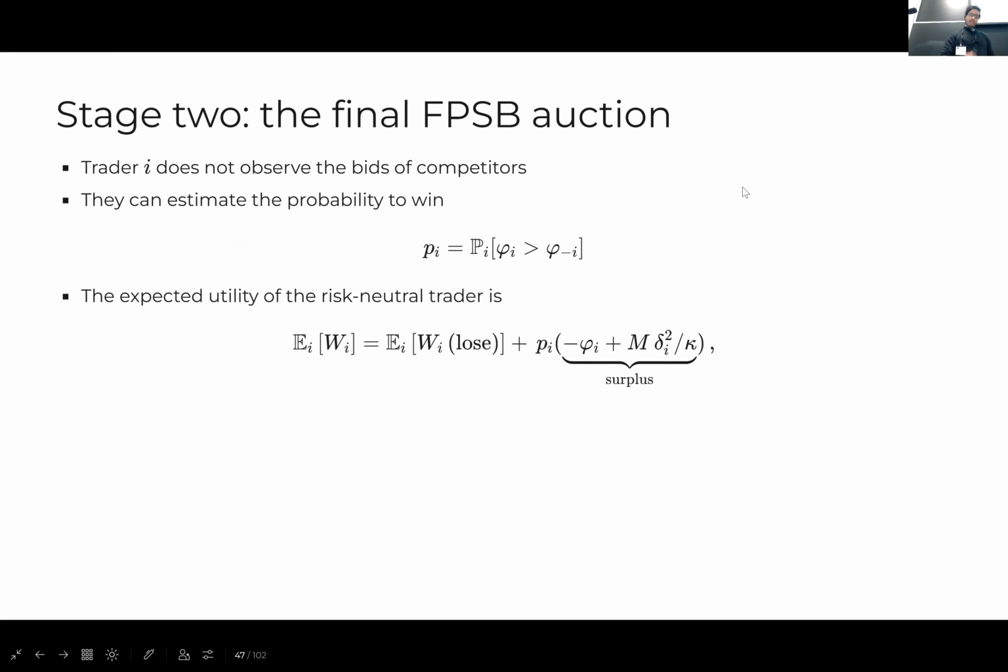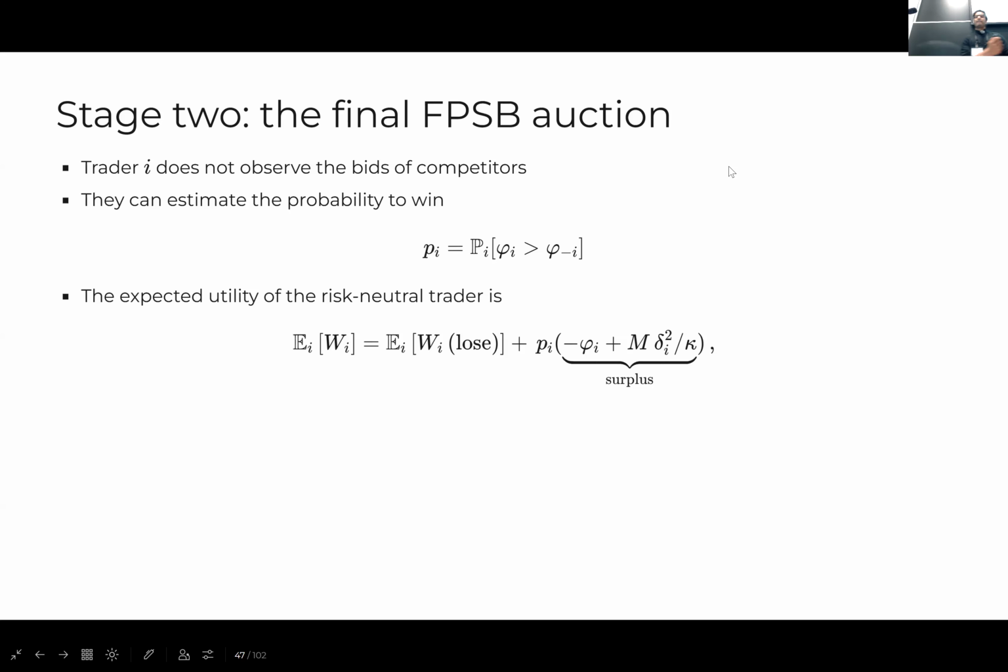if I rewrite the equation that I showed you before, the expected wealth if I lose, if I don't compete, plus a surplus. The surplus is minus my priority fee plus this m delta squared over kappa, which is what I'm trying to fight for: the impact that I will not have to pay if I win. This m delta squared over kappa is called the reservation fee, the level of the priority fee that makes me indifferent between winning or losing the auction. If I pay this, I have the same expected wealth as if I just lose and don't participate in the competition. But what I will try to do is pay a little bit less depending on my signal. This is why I call it the surplus.